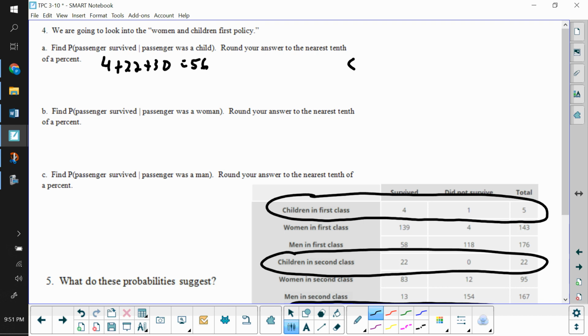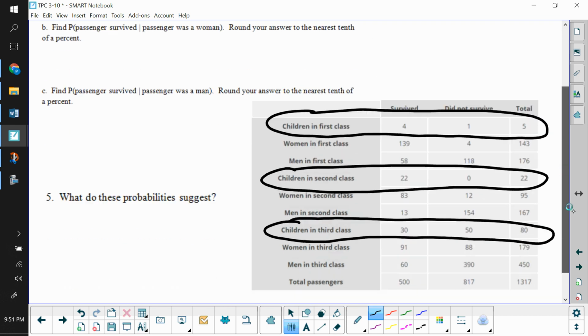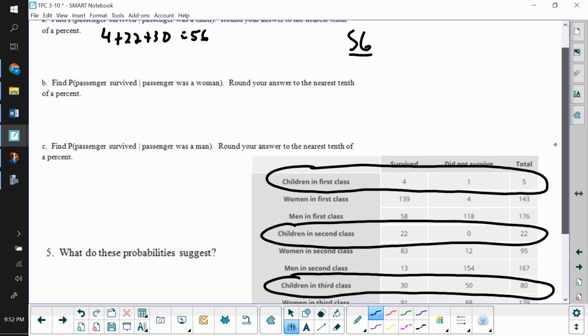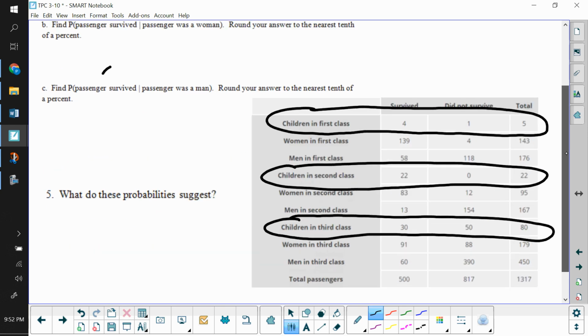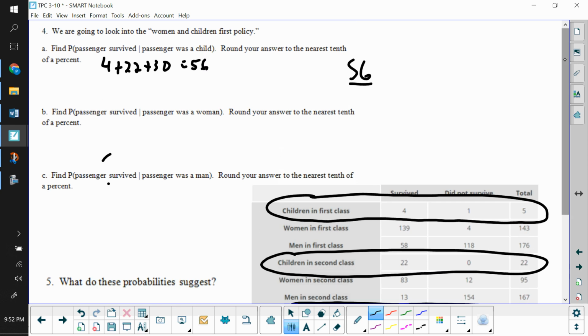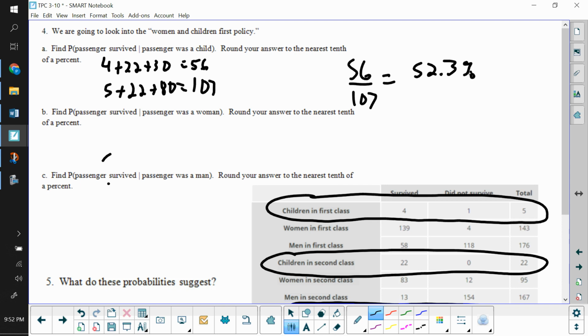Maybe I'll write it over here. And then for our totals, we'll have to look at all 3 of the totals added up. So the 5, the 22, and the 80, we'll add those up, which will give us 107. So we got 56 over 107. And eventually that would give us 52.3% when we divide, move it over 2, and round.